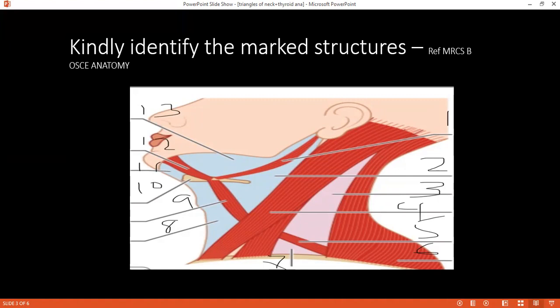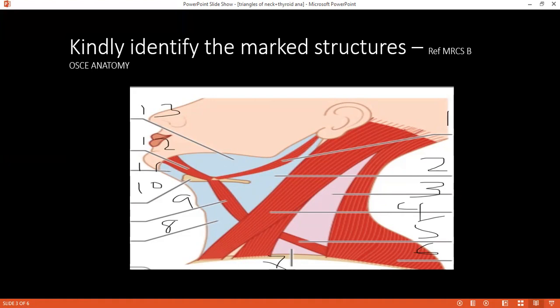All right. Can you identify which muscle we are talking about? Is it 1, or 12, or 9? Yes, 1 is the posterior belly of digastric muscle. And 12? 12 is the anterior belly. And 9, please? 9 is the superior belly of omohyoid. Very nice. Which triangle is number 13? Number 13 is the digastric triangle.